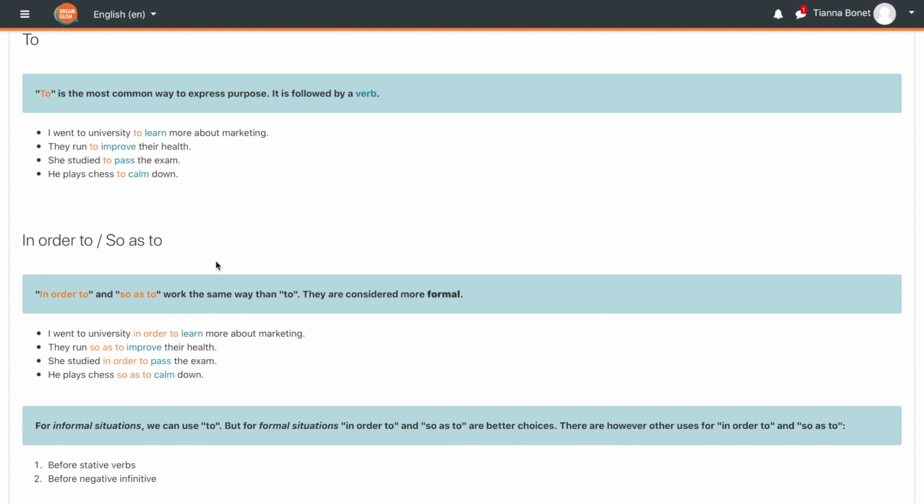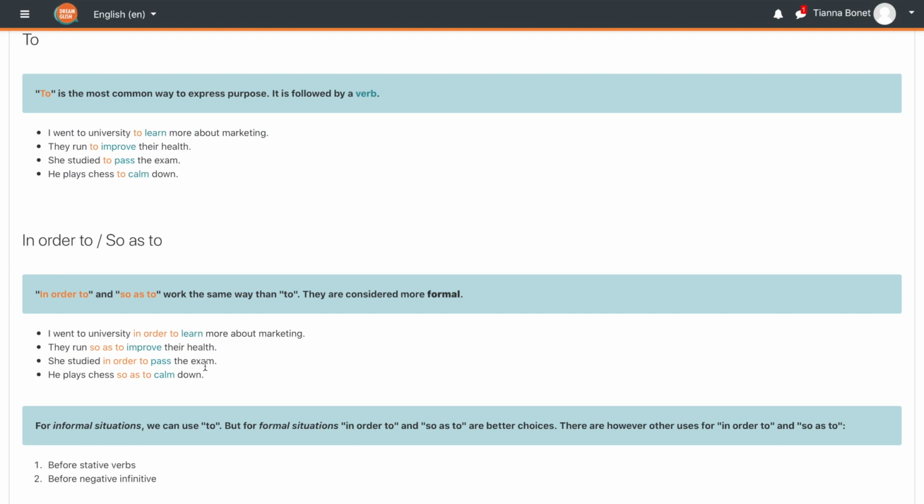They run so as to improve their health. She studied in order to pass the exam. He plays chess so as to calm down. So, for informal situations like the first 4 sentences above, we use to. But for formal situations, like these last 4 sentences, in order to and so as to are better choices.